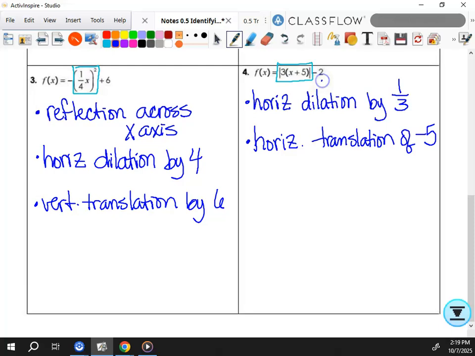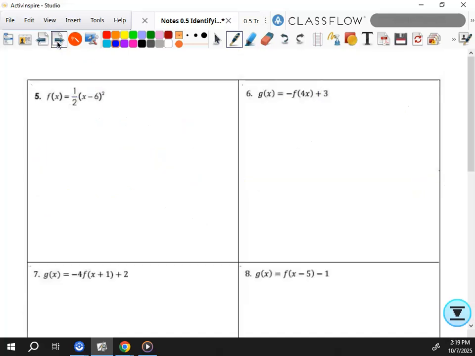This 2, that's outside my box, right? So vertical what? Translation of -2. All right. What questions do you have? We good? Yes? Okay. All right.